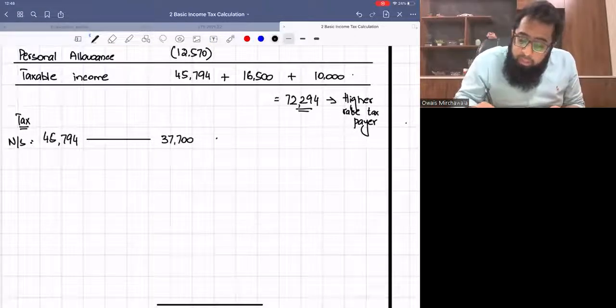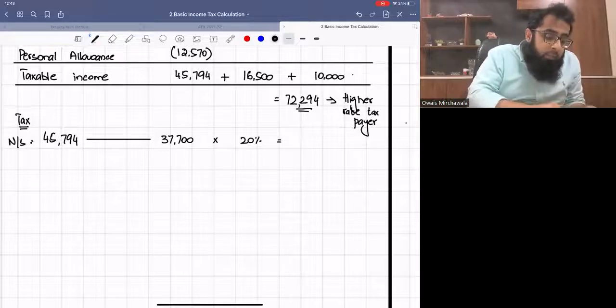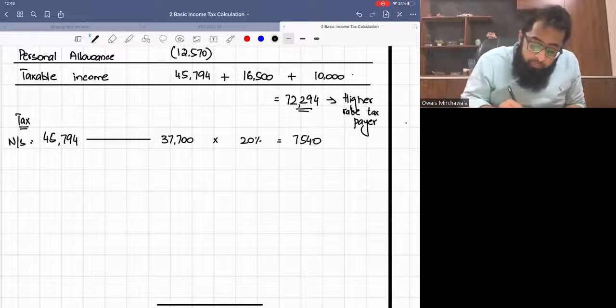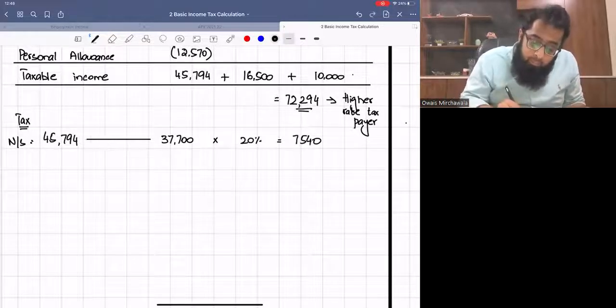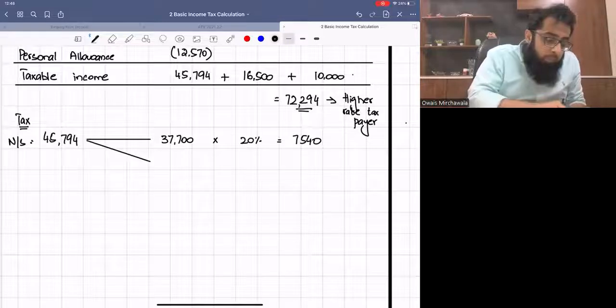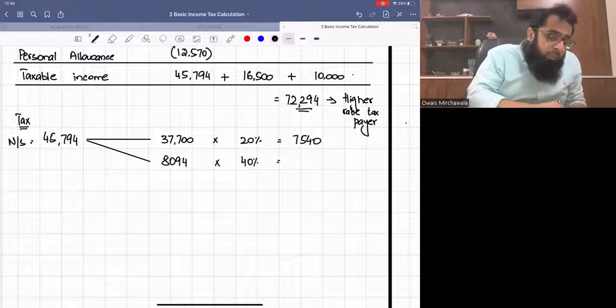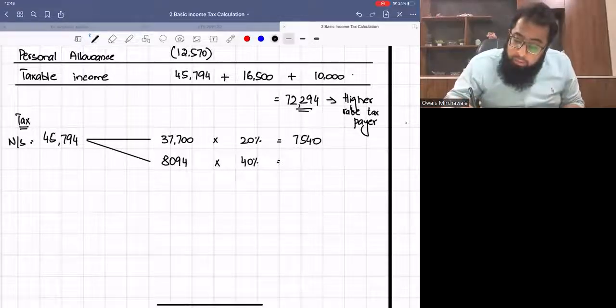Will go in basic rate band, 20%, 7540. Now, once the basic rate band is over, 45794 minus 37,700, 8094 goes in higher rate band. So it is 40%, 3238.